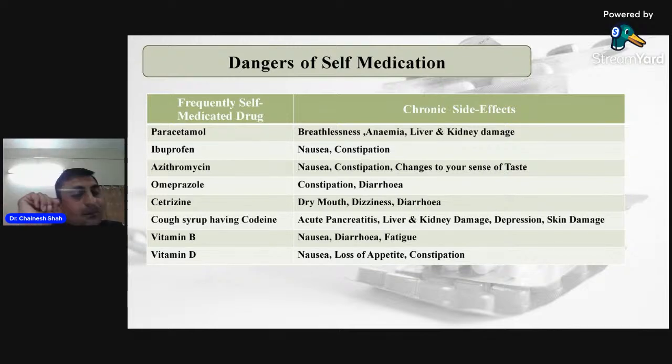Then we can say dry mouth with cetirizine, dizziness, diarrhea. How does cetirizine affect this? Simply, cetirizine acts as an antihistaminic. Is histamine good or bad? It's not defined. I will tell you, histamine is a good thing.